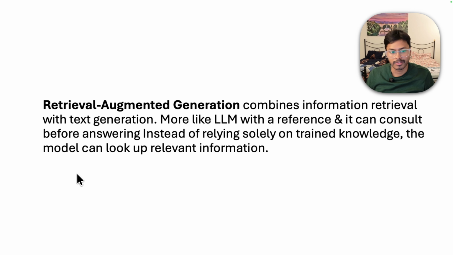So what is RAG? RAG is also called Retrieval Augmented Generation. It combines information retrieval with text generation. It's like an LLM that has a reference to look into. If you ask a question, before it gives you an answer, if it doesn't know about it, instead of hallucinating, it's going to consult a library, a knowledge base, or whatsoever, and see if it has anything related to your input query. And if it finds something relevant, it will give you the information.